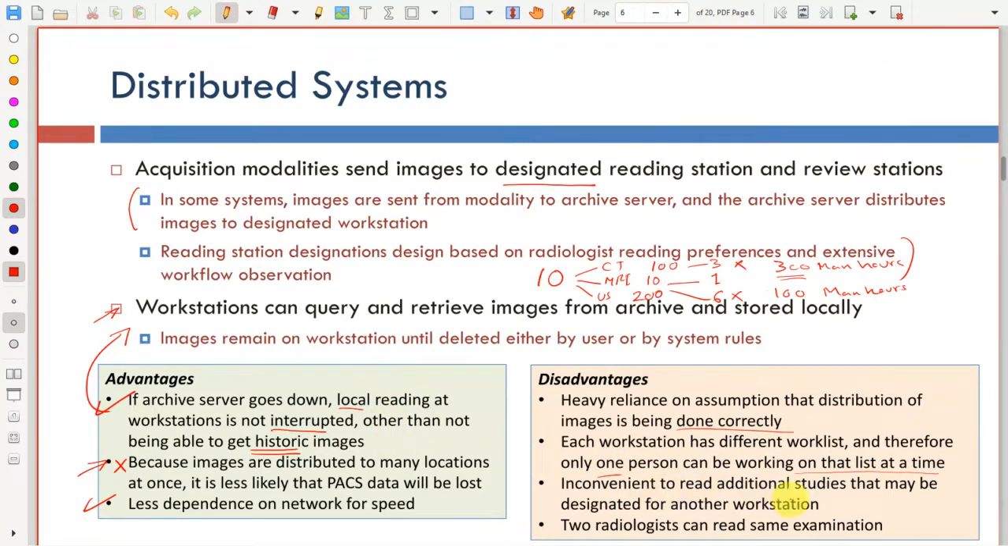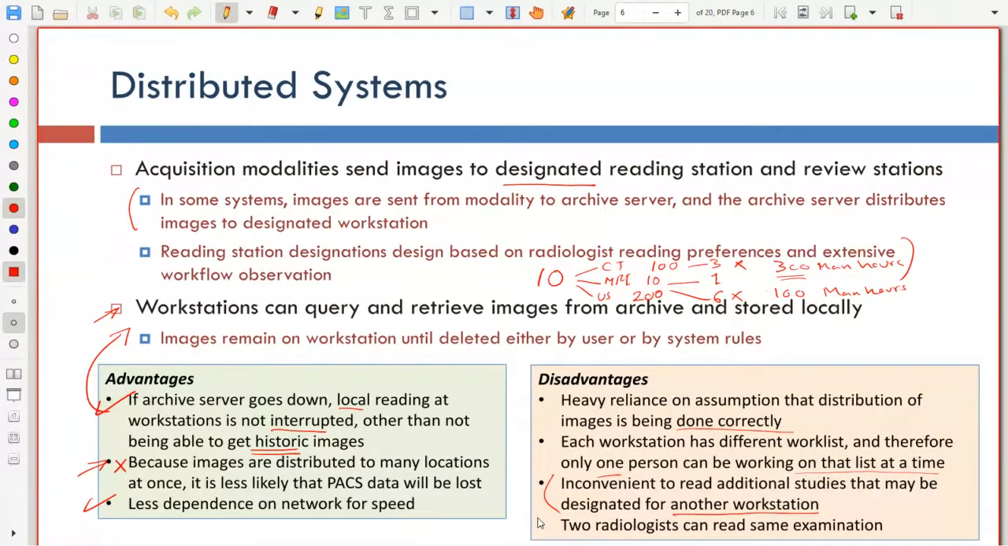Sometimes it's inconvenient to read additional studies that may be designated for another workstation. Sometimes doctors ask for the patient to do an ultrasound and MRI, for example, or an ultrasound and a CT, at the same time, for the same patient. So if the radiologist wants to diagnose that patient from these two studies, he might have a problem doing that. Because images that come from the CT system are designated for workstation 1.